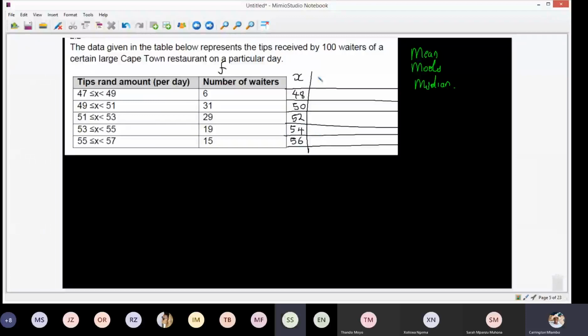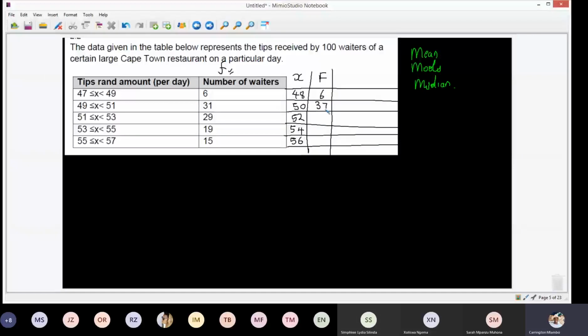What else do we need? We need the cumulative frequency. Right, let's answer the cumulative frequency. Joanna? Isn't it 6? Cumulative frequency, we add our frequencies. 6 plus 31, isn't it? Yes, we get 37.